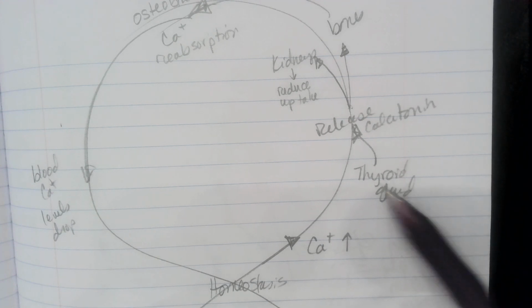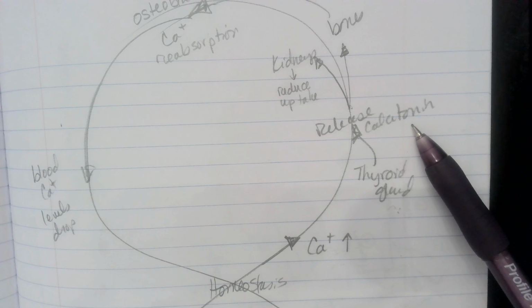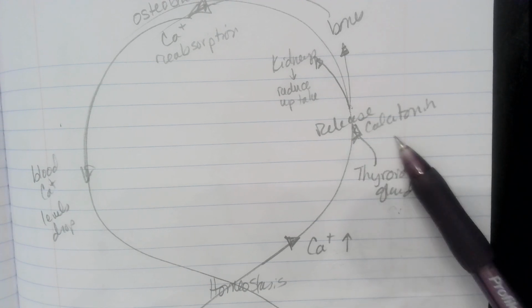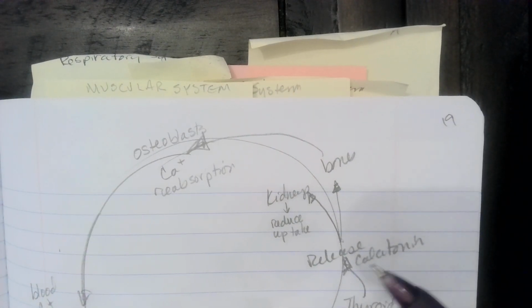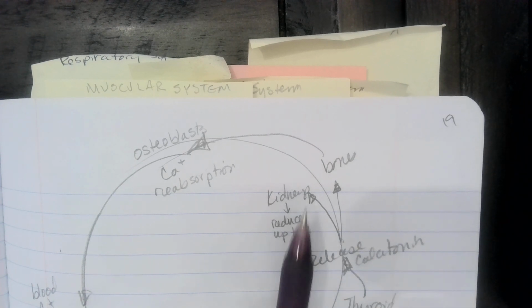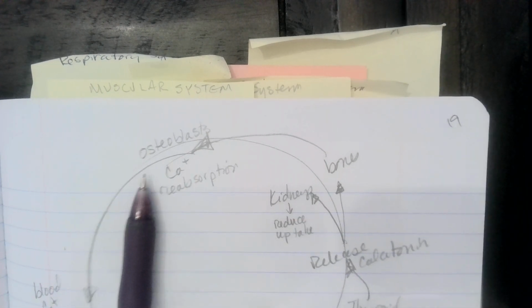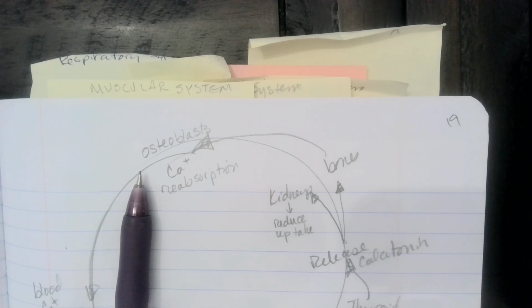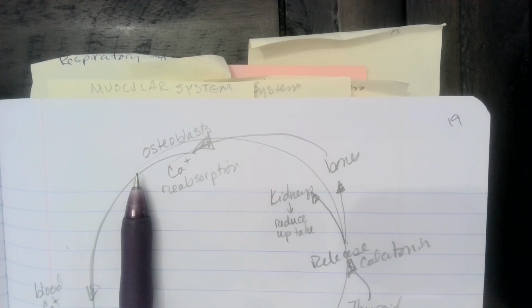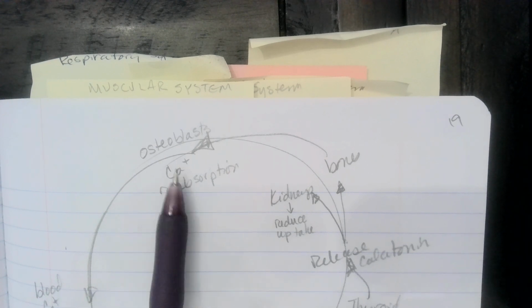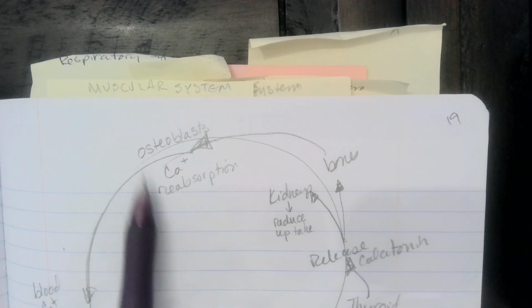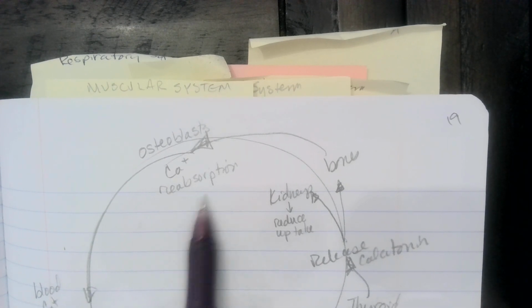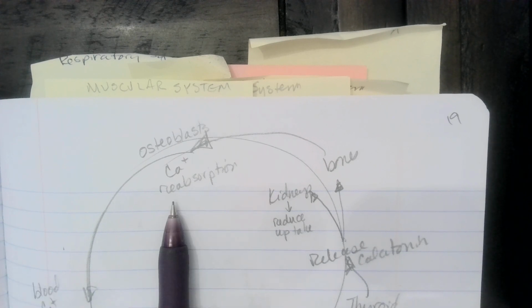Your thyroid gland is going to release a hormone called calcitonin. That hormone is going to act on your bones and on your kidneys. Calcitonin acts on your bones and gets those osteoblasts going, because osteoblasts build bone. Calcitonin tells those osteoblasts to start building bone, pulling the calcium from your blood and putting it in the bone to store it.